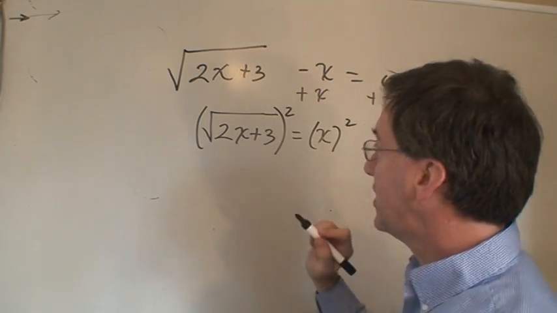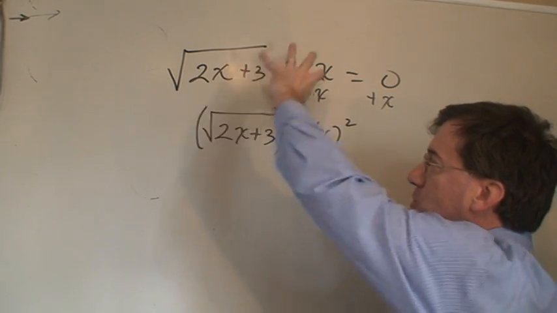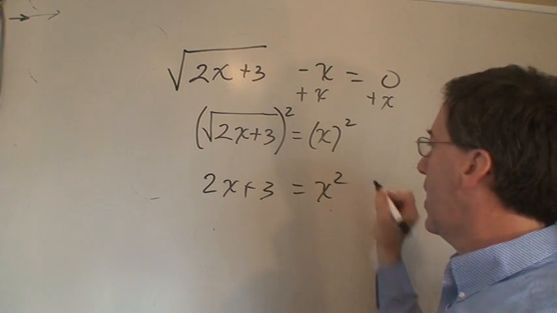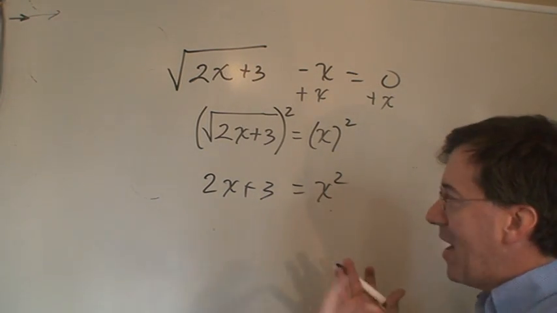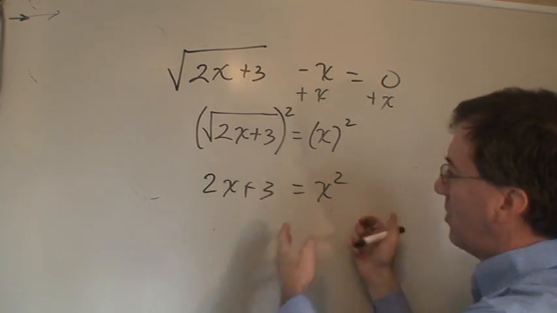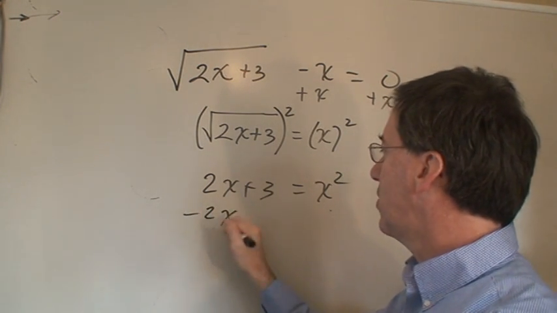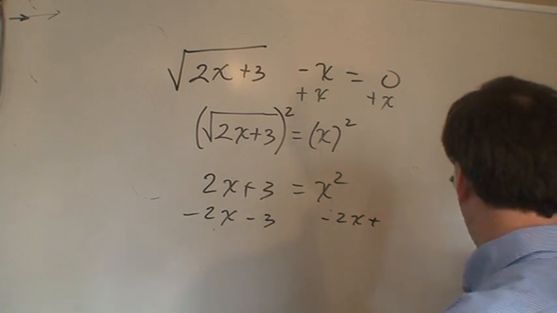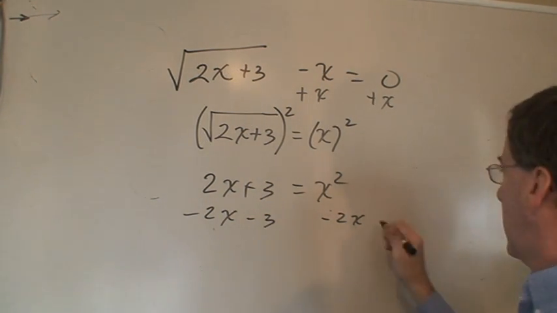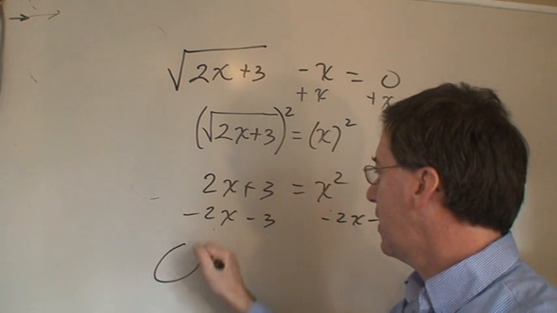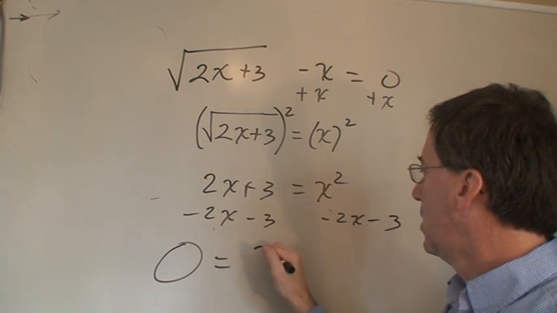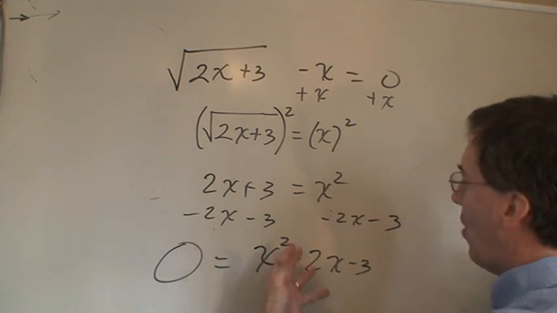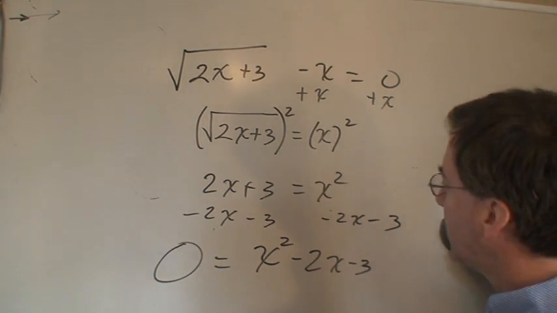And I get just what's under the radical sign because I have a square root squared. So I get 2x plus 3 equals x squared. Now, I want to get this equal to 0. In other words, I want to move my 2x plus 3 over to the other side, minus 2x, minus 3. So I get 0 equals x squared minus 2x minus 3. Now I'm in a situation where I can factor to get my answer.